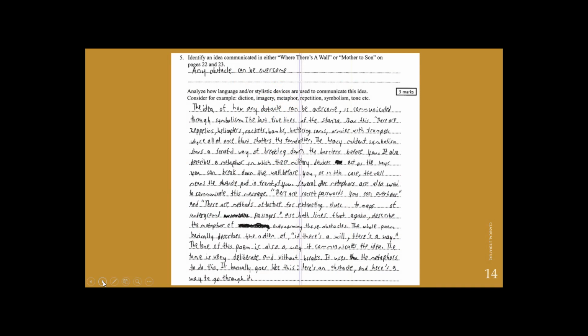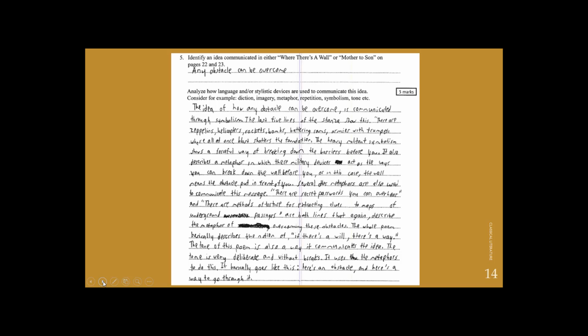Here's another one. Identify an idea communicated in either where there's a wall and then analyze. So here's an example of one. The idea: any obstacle can be overcome. For that, you just need to state the idea. It doesn't have to be long. But the analysis is where you spend more time, right?